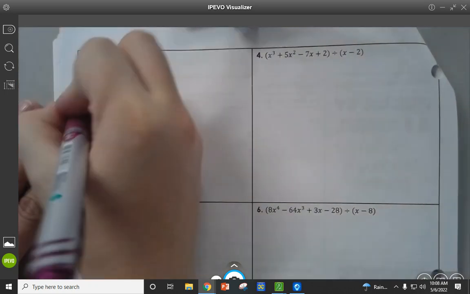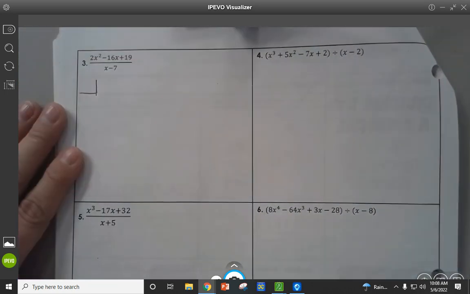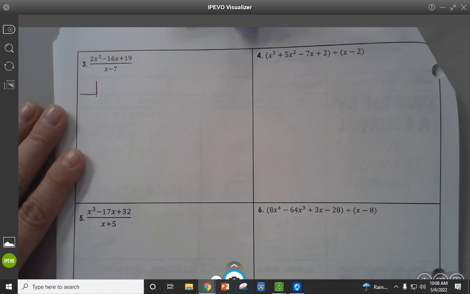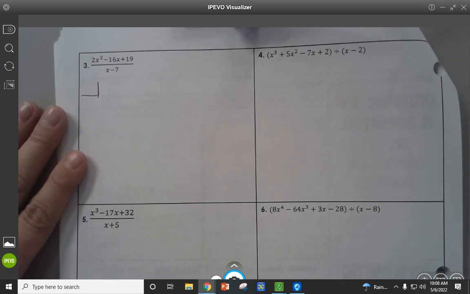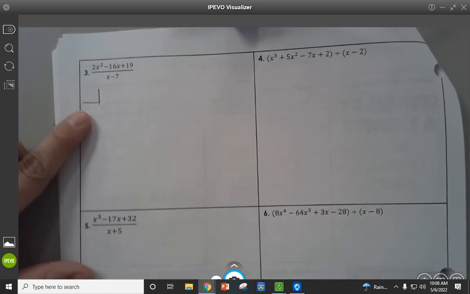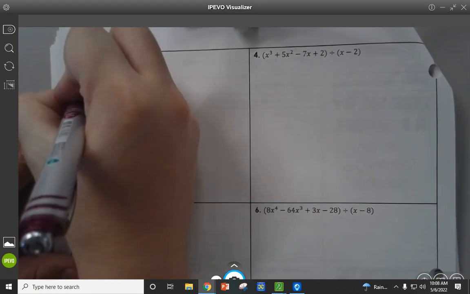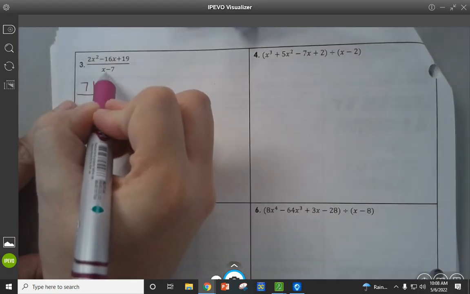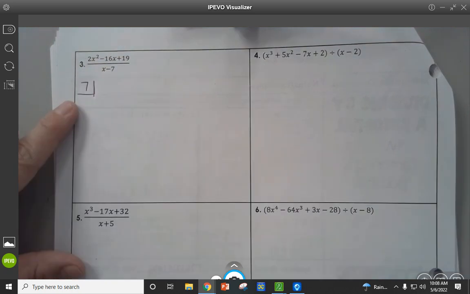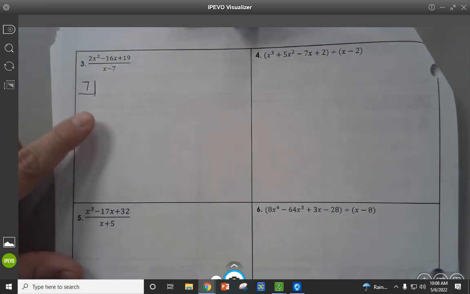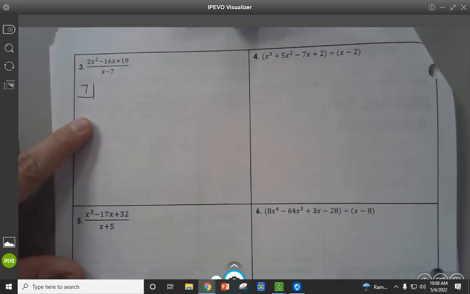So I got a corner box. I always like to draw that little backwards L shape. You can draw a complete square if you want. What goes in my corner box? Positive 7. I'm dividing by x minus 7. You always put that opposite number in your box.